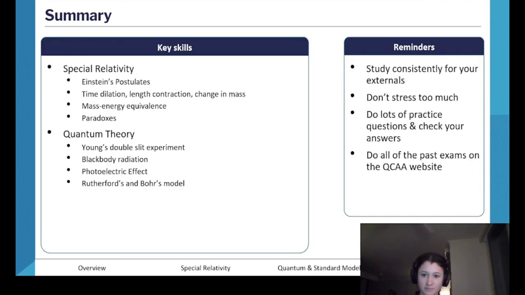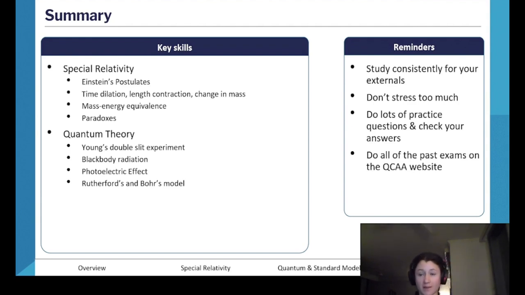All right. With that being said, I'm just going to go through a quick review of the content that we went through today. For special relativity, we went through Einstein's postulates, time dilation, length contraction, change in mass, mass energy equivalence, and the paradoxes. Then in quantum theory, we went through Young's double slit experiment, black body radiation, the photoelectric effect, and Rutherford and Bohr's model.